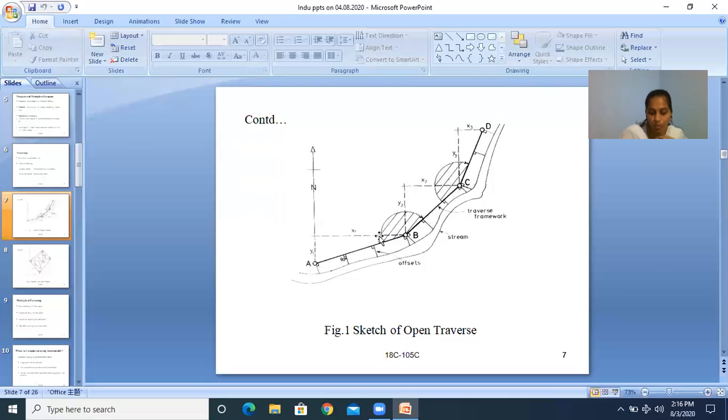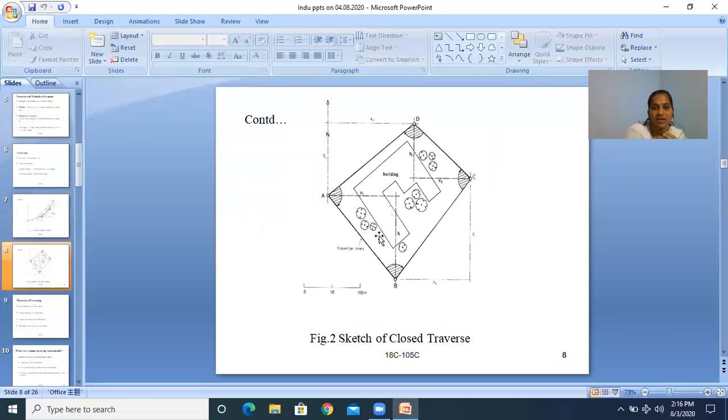So that is the open traversing. Now you can see this one. This is point A and this is point B, this is point C, D, and the points D and A coincide with each other. That means closed traversing is a closed circuit, and the lines return back and join the starting point. So that is the closed traversing. Is it okay? All right.